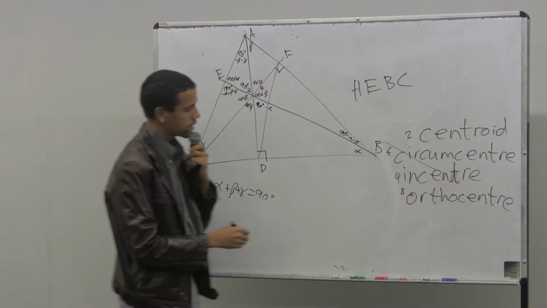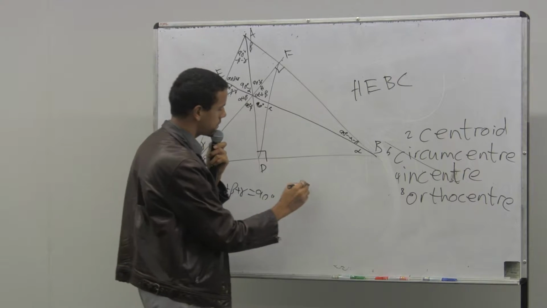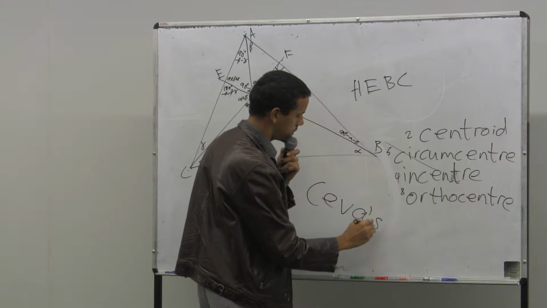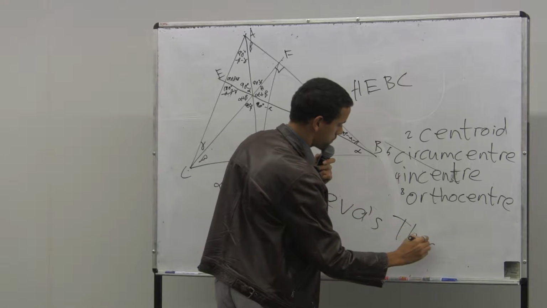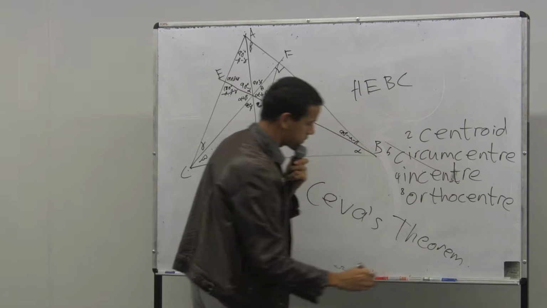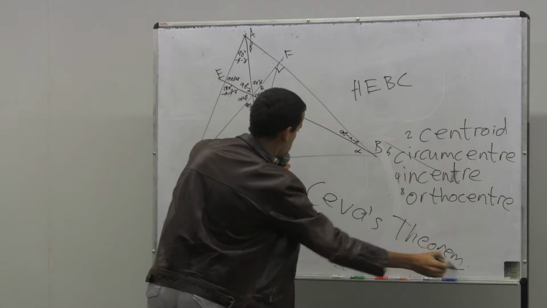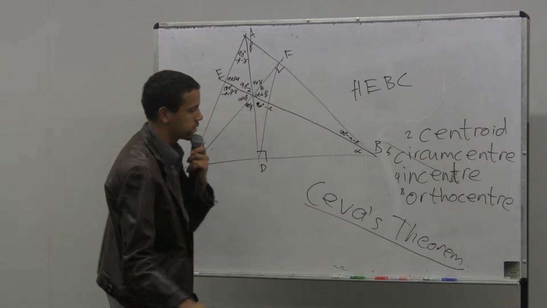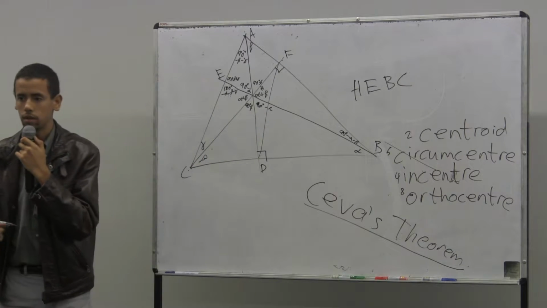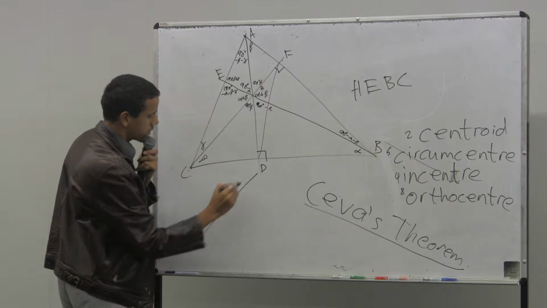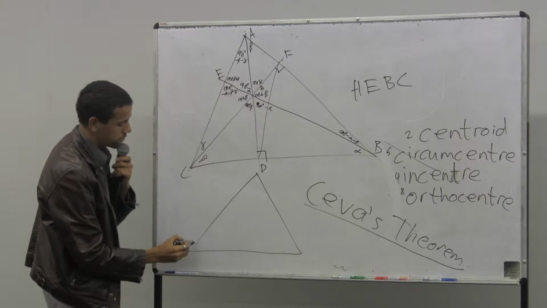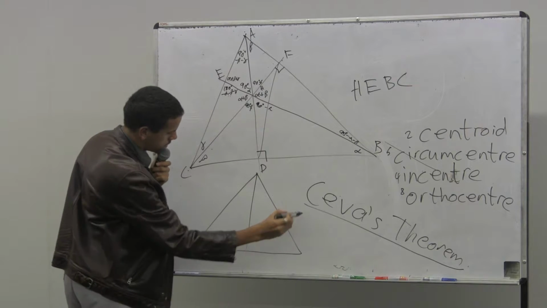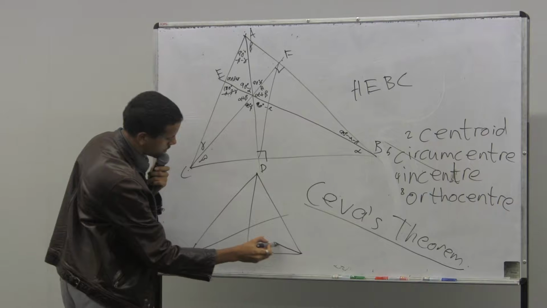So I used to go through my whole life thinking it was Siva. It's actually Ceva. So Ceva's theorem, which is a very cool, very important theorem for when you want to prove that three lines in a triangle are concurrent. So if you've got a triangle, a generic triangle, you've got three lines going that way.